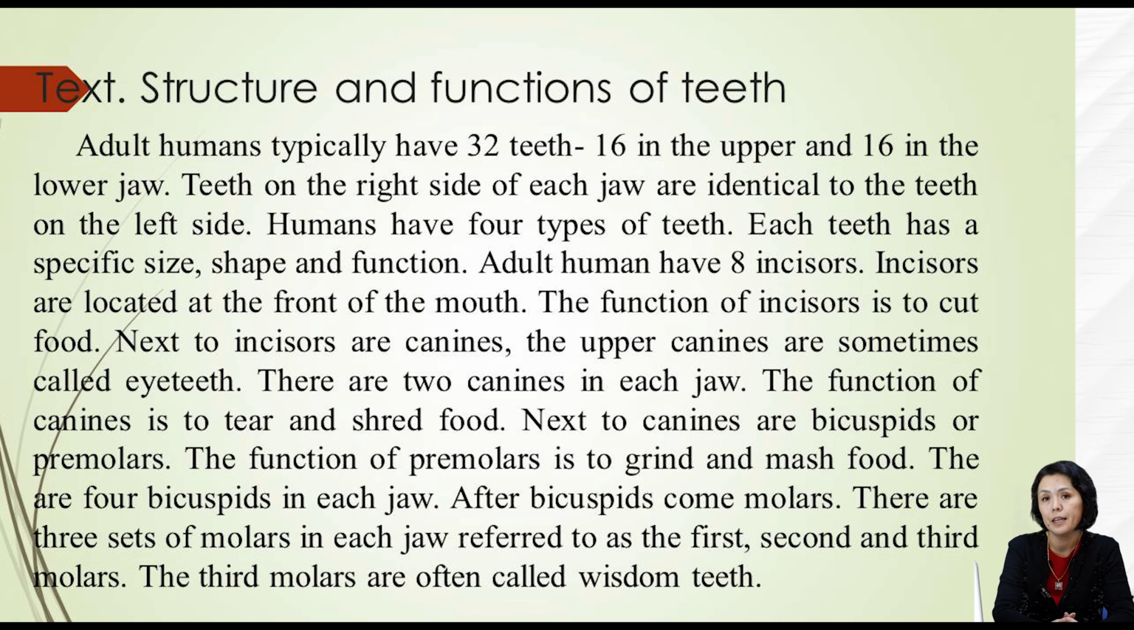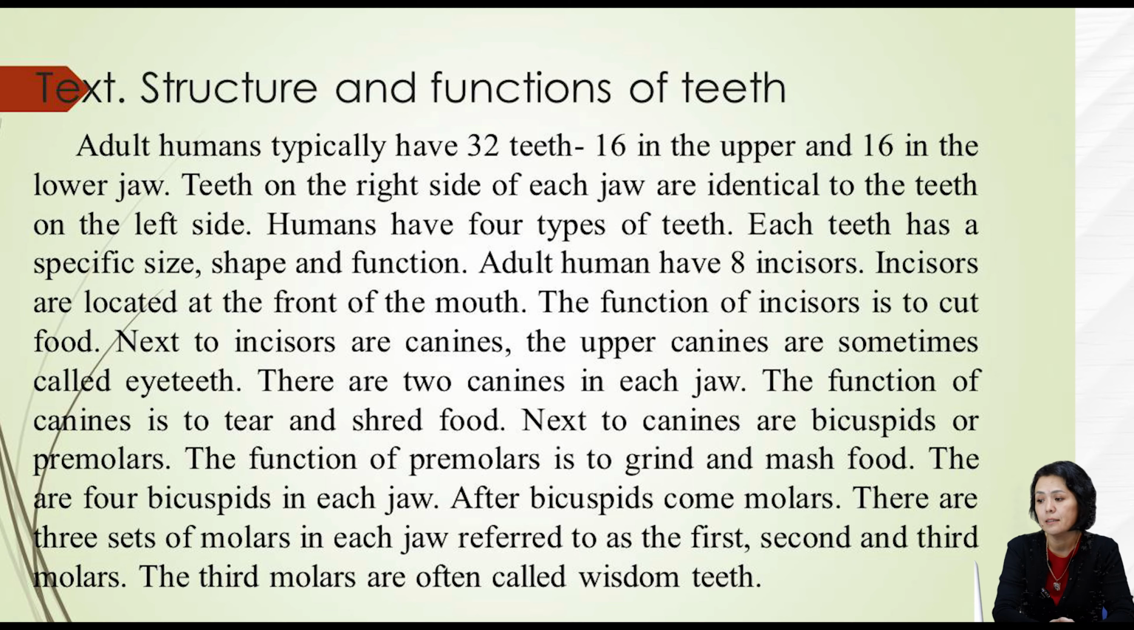Adult humans have 8 incisors. Incisors are located at the front of the mouth. The function of incisors is to cut food. Next to incisors are canines. The upper canines are sometimes called eye teeth. There are 2 canines in each jaw. The function of canines is to tear and shred food.